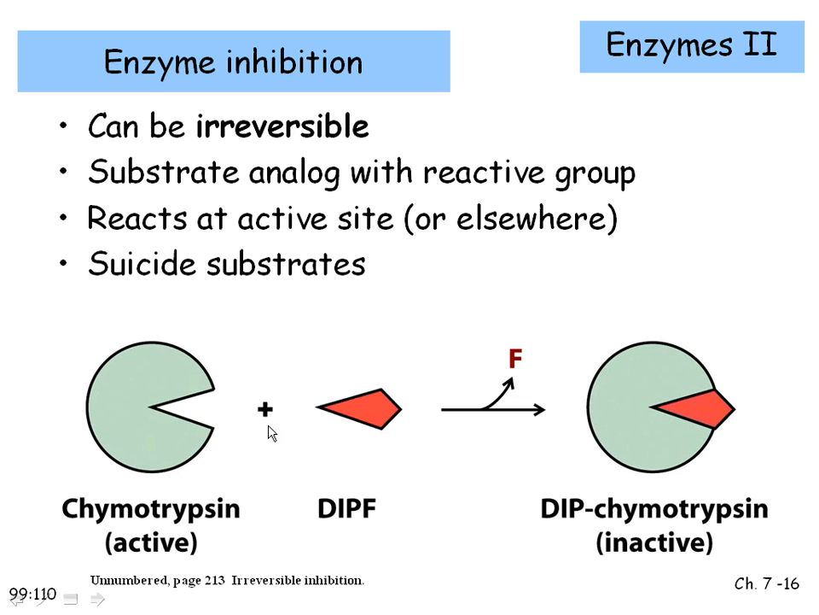Enzymes like DIPF that bind at the active site and then become completely covalently attached are often called suicide substrates, in that the enzyme commits suicide by trying to react with them. And they are permanent, or essentially permanent.